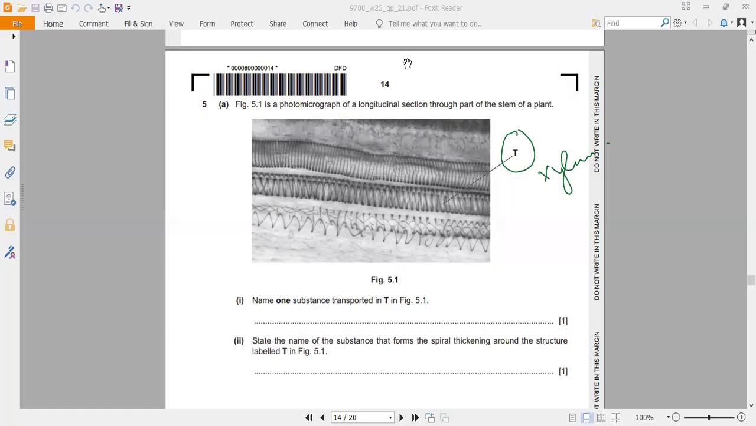But here they have asked about only one substance which is transported by this tissue T. So we will write over here, that is water, and mineral salts.